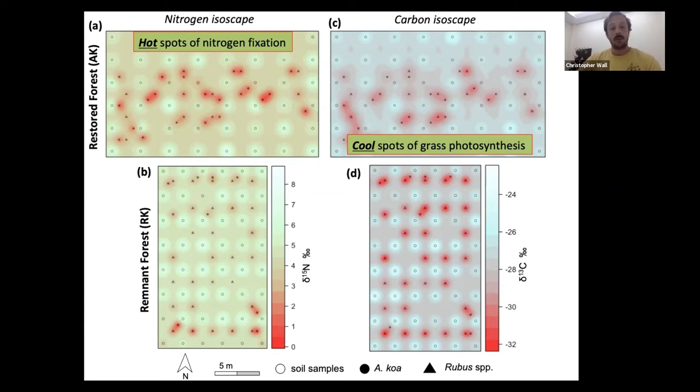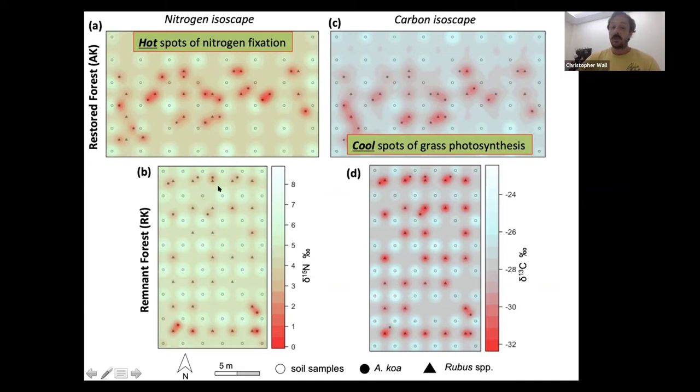What we really found that was interesting was in those restored forests, which is this top panel here, you have nitrogen on this side, carbon on this side. This is the remnant forest here. So in this restored forest, we saw overall these much hotter signals of nitrogen fixation throughout the forests, which we don't see so much inside the remnant forest, which is like the native one that was never deforested.